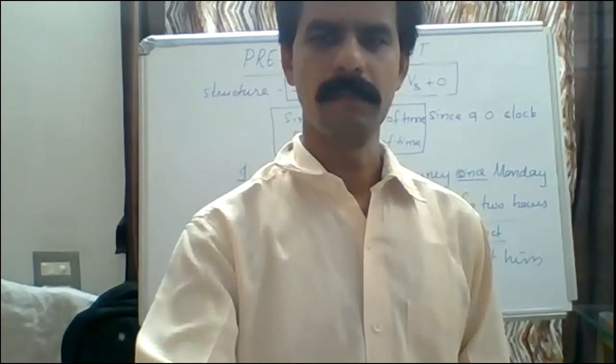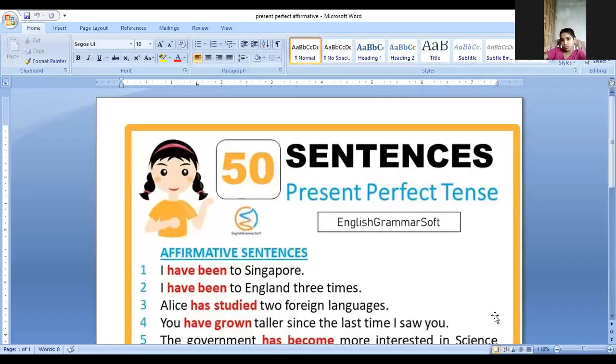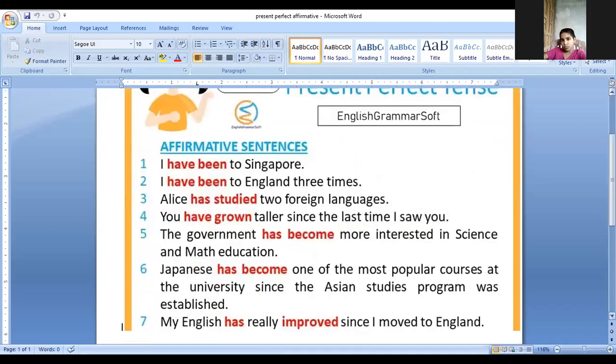Let us see some more sentences. These are all affirmative sentences in present perfect. There are a lot of sentences, but I don't want to waste your time. I have been to Singapore means once, and now also I am in Singapore. I have been to England three times, means three times I went there. Alice has studied two foreign languages. You have grown taller since the last time I saw you. The government has become more interested in science and math education. Japanese has become one of the most popular courses at the university since the Asian Studies program was established. In this way, in all the sentences, you can see have or has plus the third form of the verb. Okay.